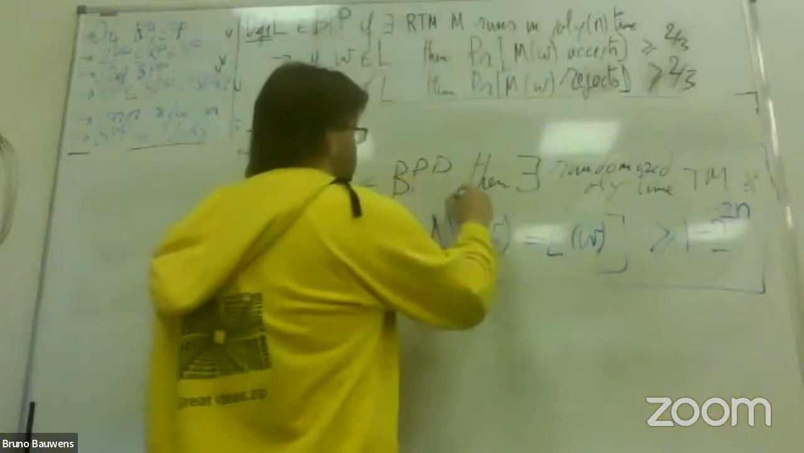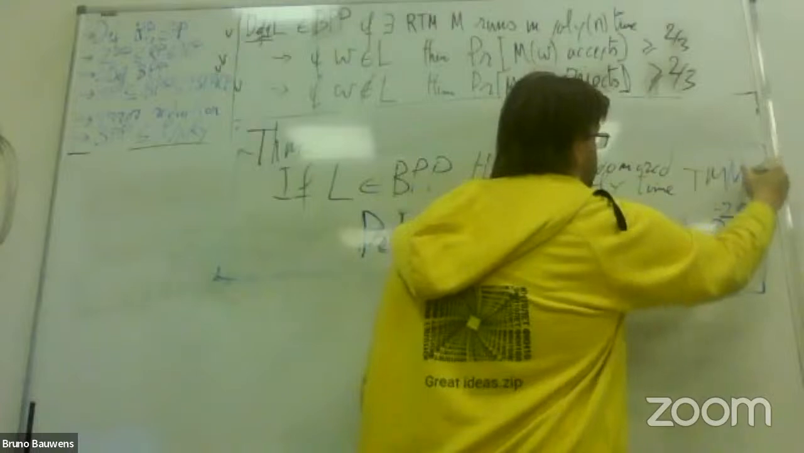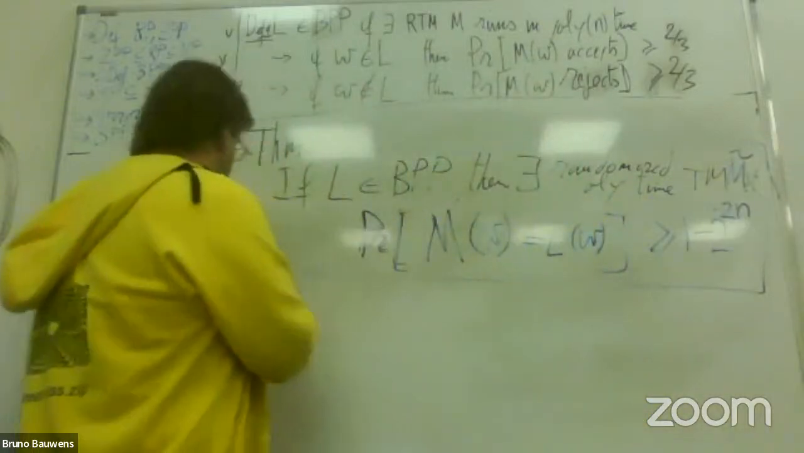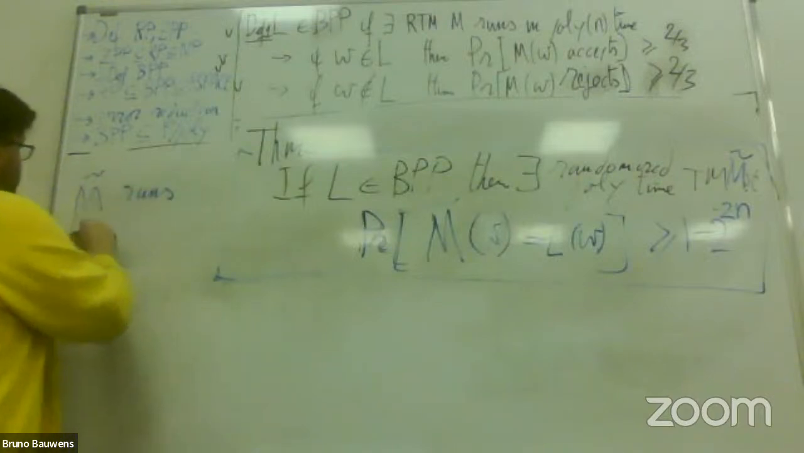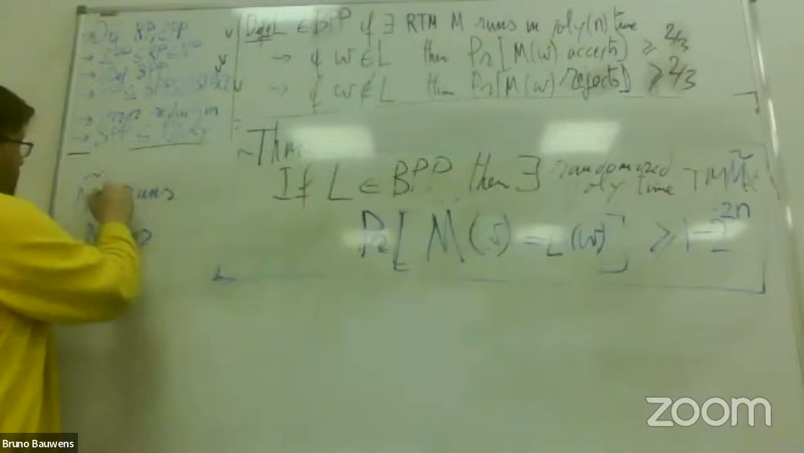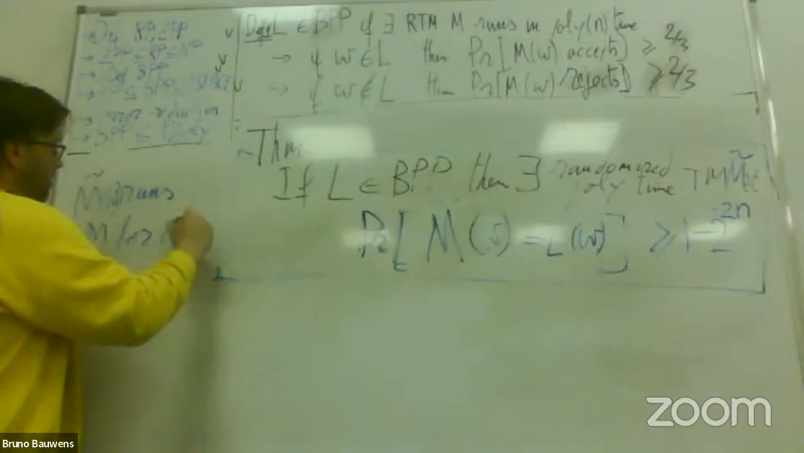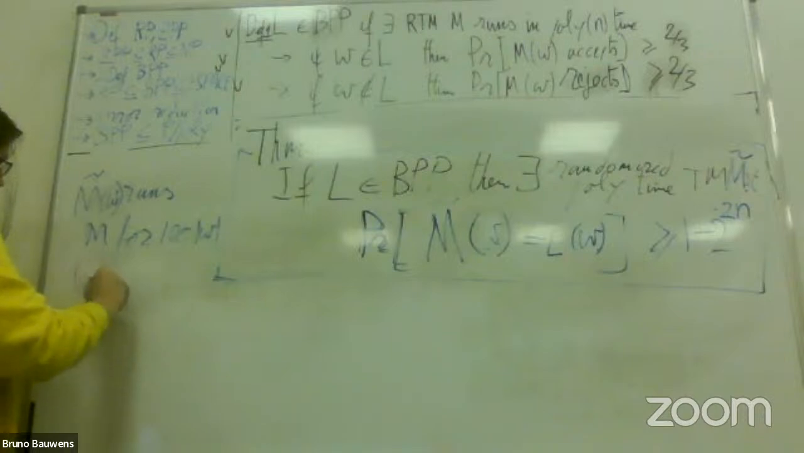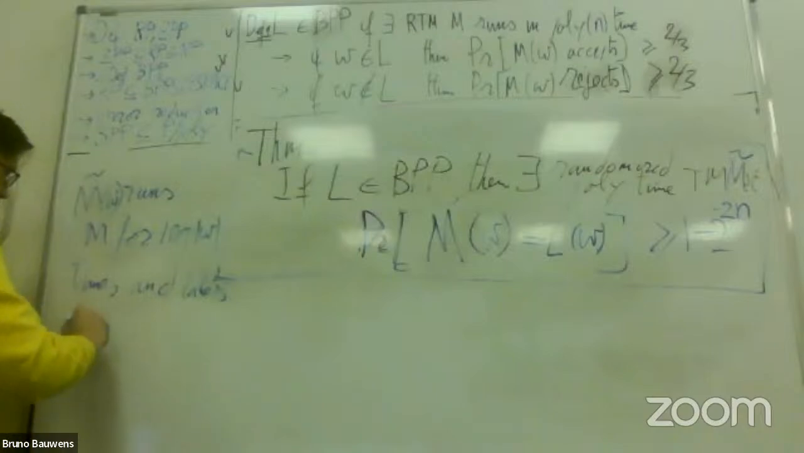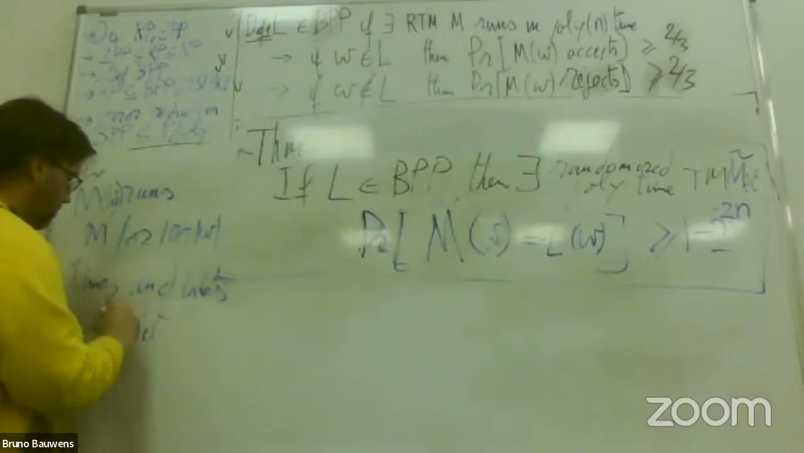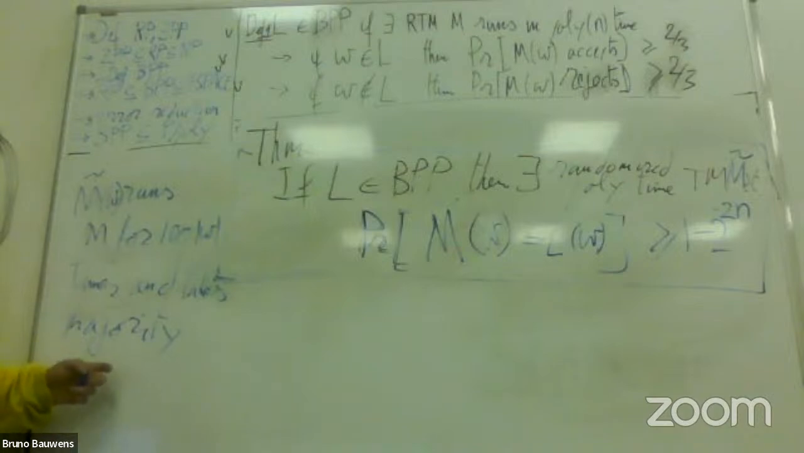Let us call this Turing machine M tilde. M tilde runs M, on input W, m times, and takes the majority. You can prove by a Chernoff bound that this is correct, but we will give a direct proof, so we don't need to remember the Chernoff bound.